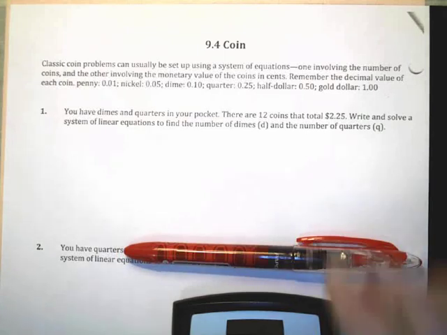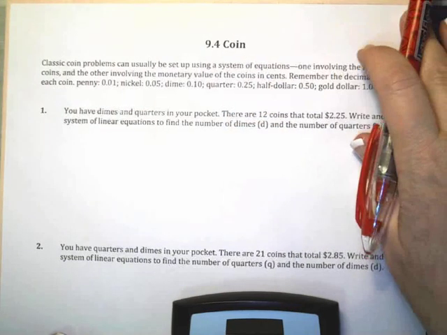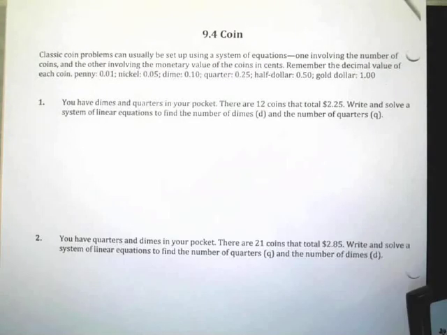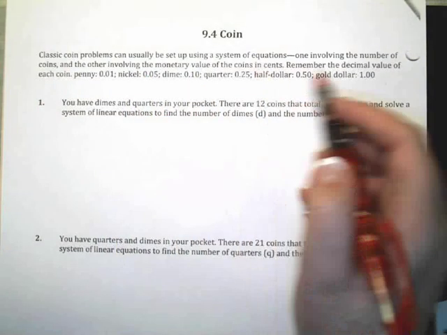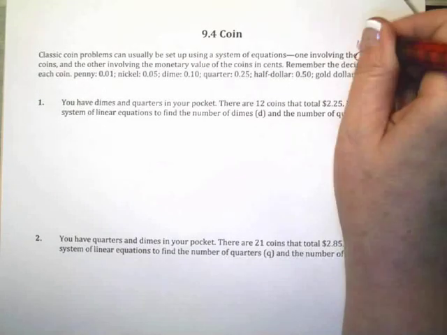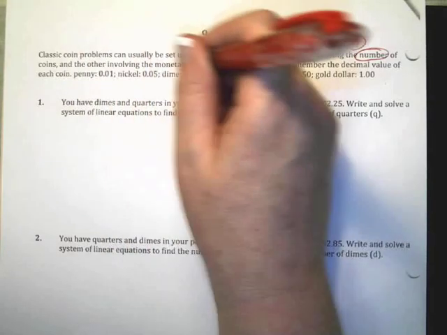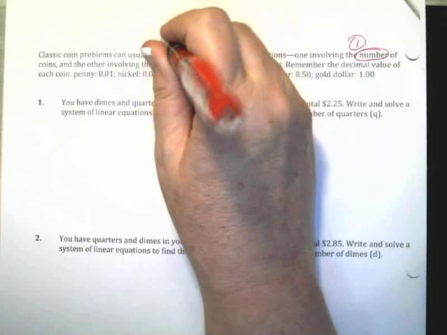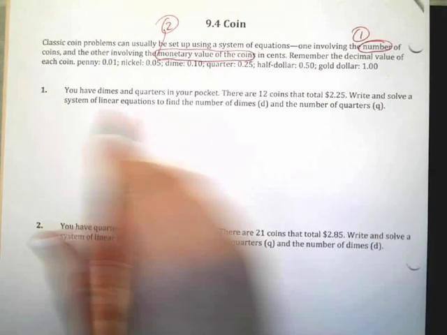Okay, section 9.4, it's just titled coin, but we're looking at some word problems dealing with coins. Some of these are classic coin problems, and they can usually be set up using a system of equations. One involving the number of coins, so that would be one of our equations, and the second equation involving the monetary value of the coins in cents. So remember the decimal value of each coin.